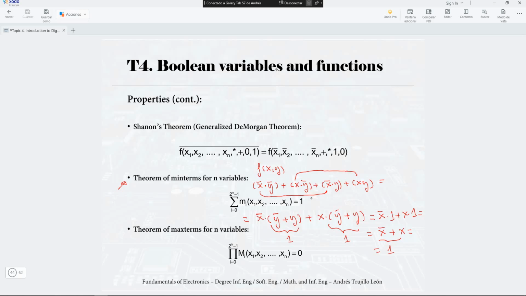We have, as always, the dual property. The product of all the max terms of a function is going to be 0. I'm going to leave you this demonstration if you want. If you are interested, we can see it in a tutorial session. So we continue.